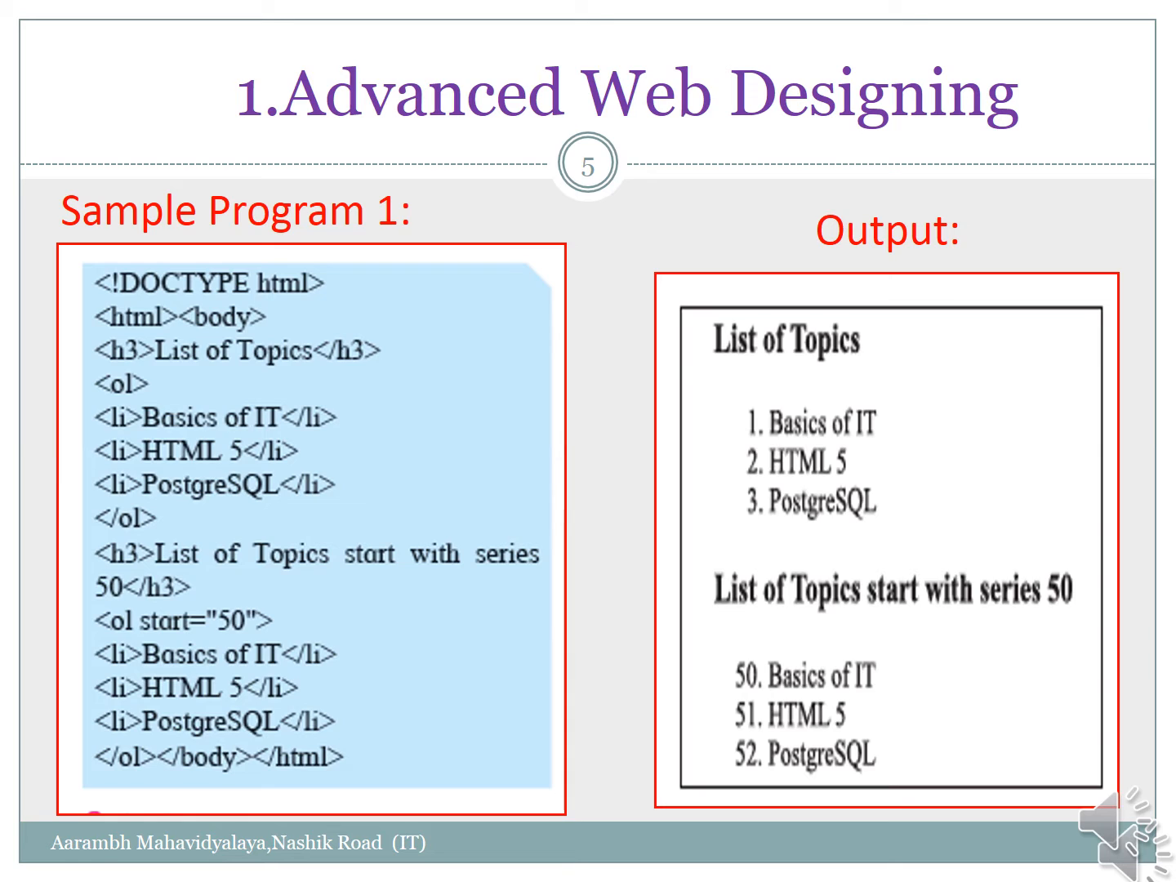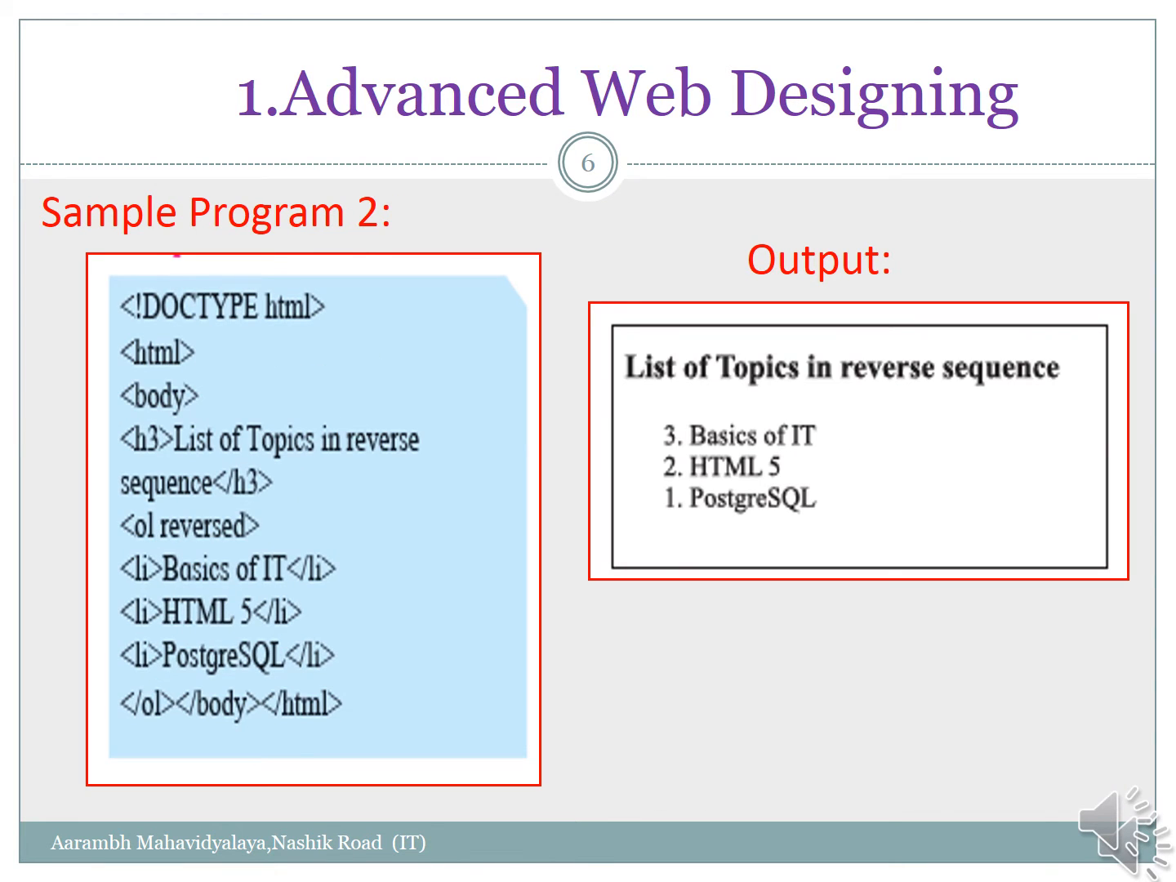That means basics of IT, HTML5 and PostgreSQL will be displayed in the 1, 2, 3 sequence. After that, we have to display the same data starting with the number 50. For that, we have used the start attribute, that is OL start equal to 50, and then provided the list items and then ended the OL tag, and then you will get the provided output.